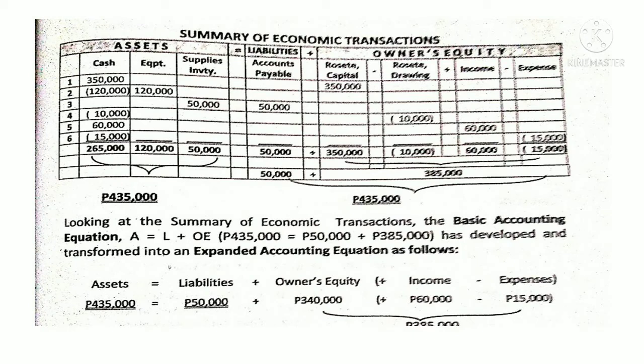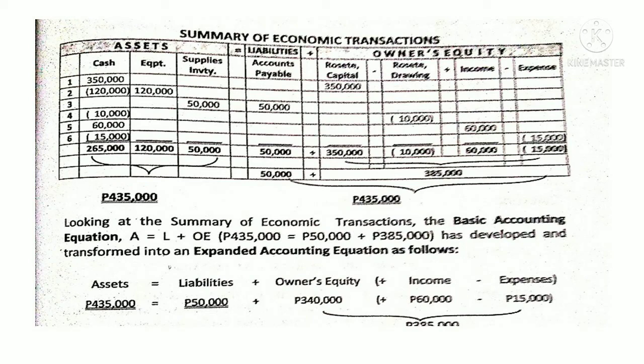Next is drawing. So the owner withdrew from her capital to use for her personal use. So cash was deducted by 10,000 pesos, and we recorded the drawing. Transaction number 5, there is income of 60,000 pesos. So cash was received. Cash increased by 60,000 pesos, and we recognized the income. Then for transaction number 6, the 15,000 salaries. Cash was deducted because of course we paid salaries. Then we recorded the expenses.